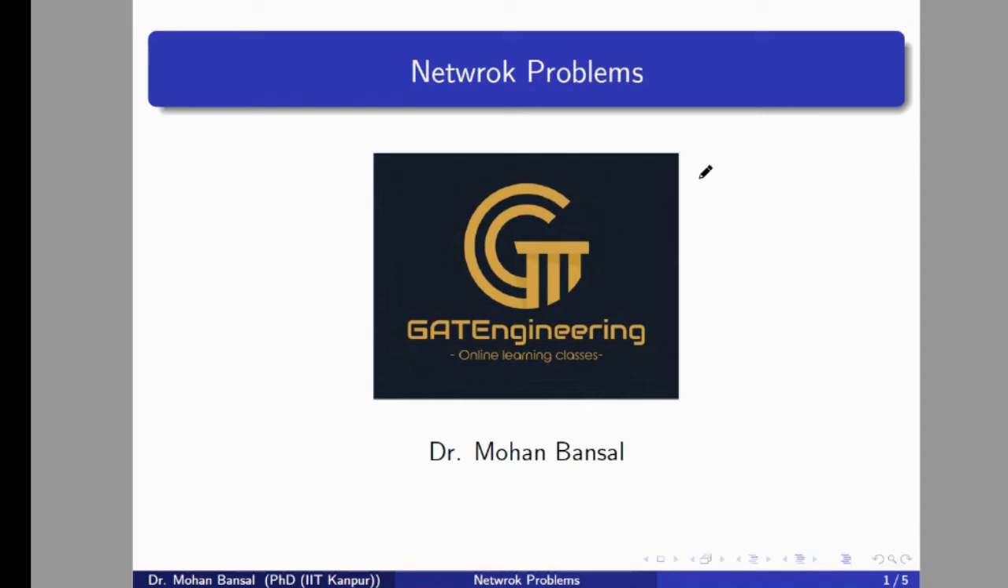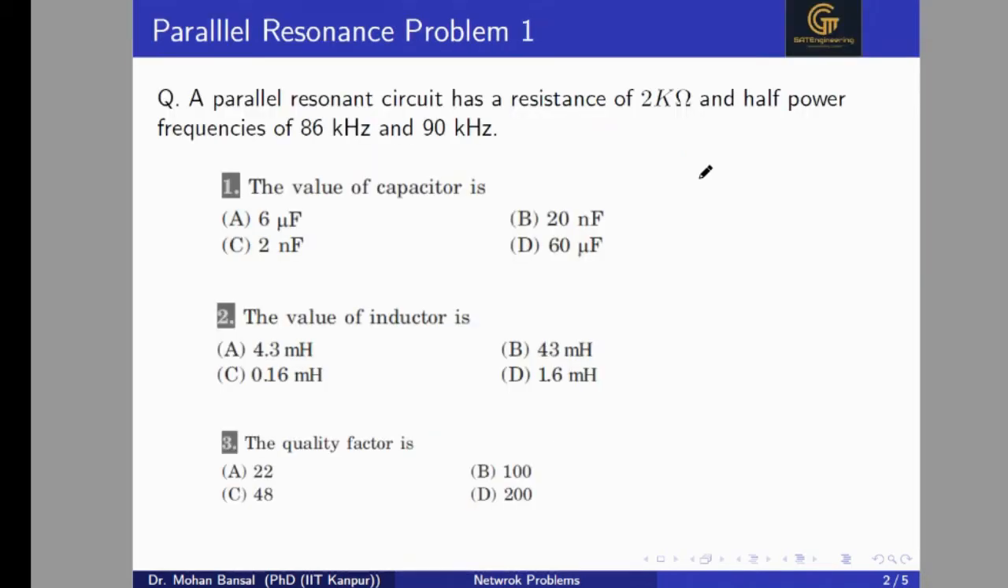In this video, we are going to solve a few problems on parallel resonance. In the first problem, we are given a parallel resonance circuit which has a resistance of 2 kilo ohm, and the half power frequencies, that is 86 kilohertz and 90 kilohertz, are given. We have to compute the value of capacitor C, the value of inductor L, and the quality factor.